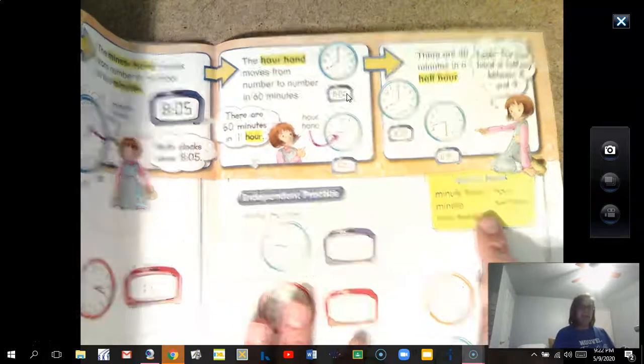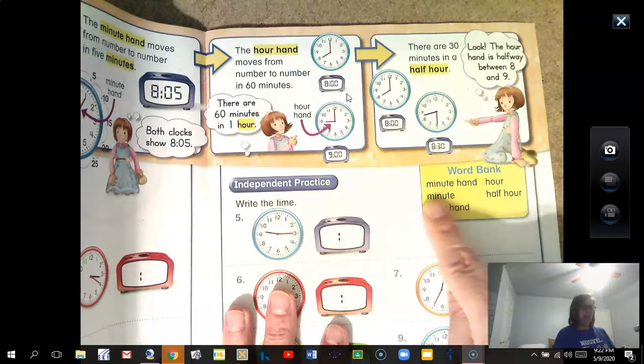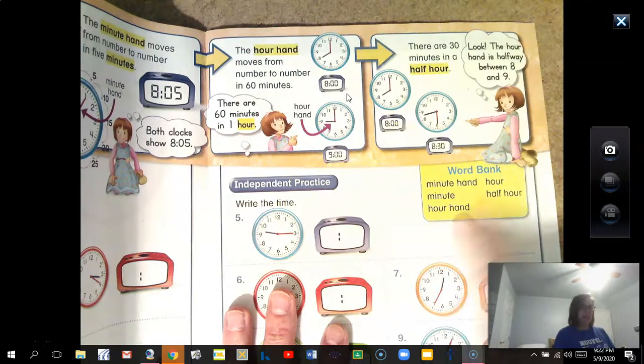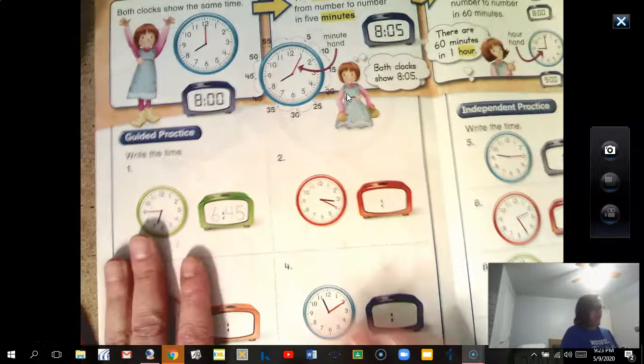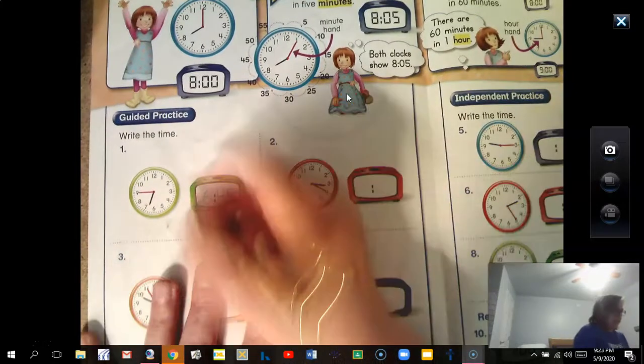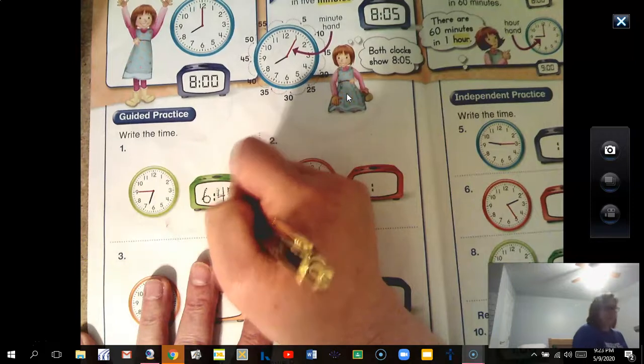I'd like you to take a look at the word bank. We have minute hand, minute, hour hand, hour, and half hour. Okay, for this one it says write the time. So it is 6:45.